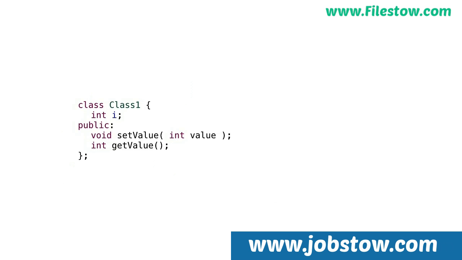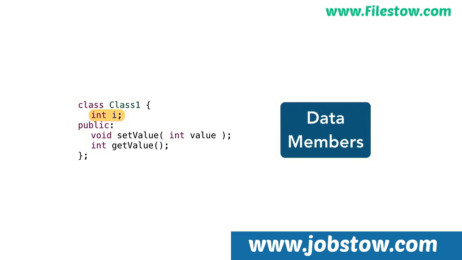Members are the contents of an object. There are two types of members. Data members are the members that represent encapsulated data. Data members are sometimes called properties. Function members are members that represent functions associated with the class. Function members are sometimes called methods.